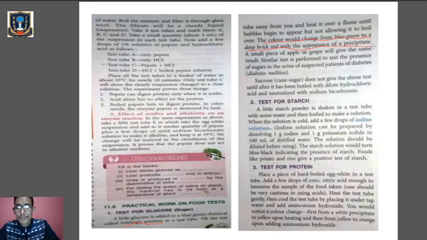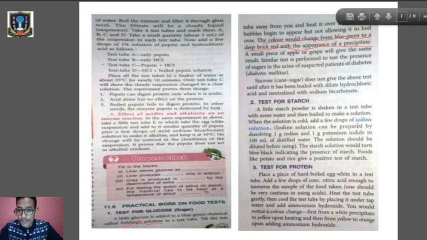Okay, the next one, test for starch. How can we prove that the given sample contains starch? A little starch powder is taken in a test tube with some water, and we boil it to make a solution. When the solution is cold, we add a few drops of iodine solution. Iodine solution is used to test the presence of starch in a given sample.